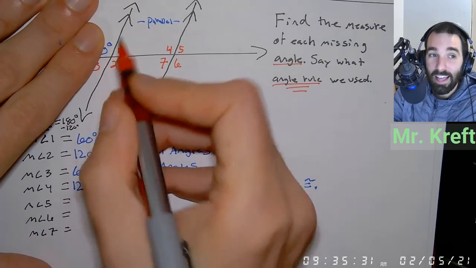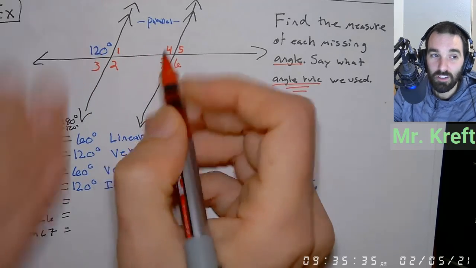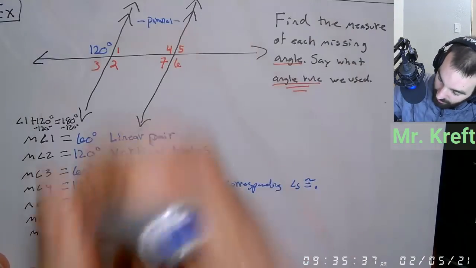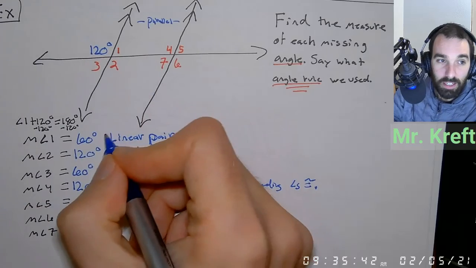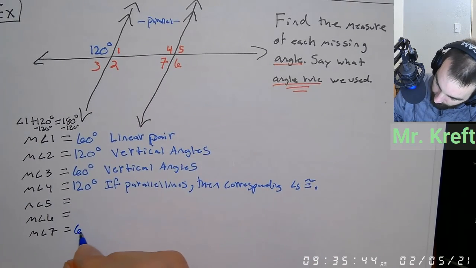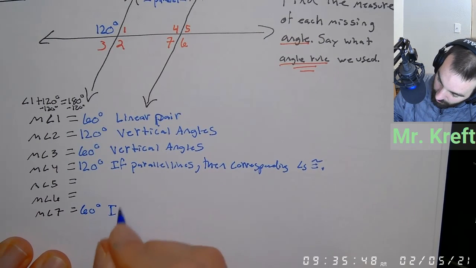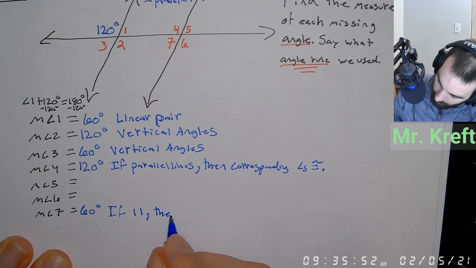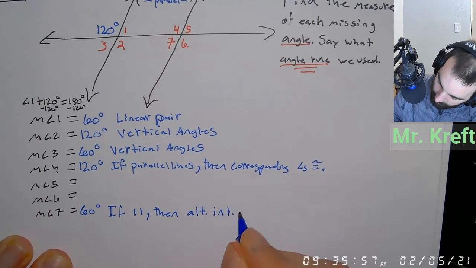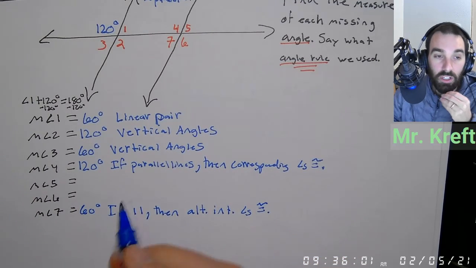Well, I know angle 1. And if I have parallel lines, then alternate interior angles are congruent. So I can say angle 7 is going to be the same as angle 1, and angle 1 is 60. So to abbreviate this, I can say if parallel lines, then alternate interior angles are congruent. And that saves us a bunch of time.